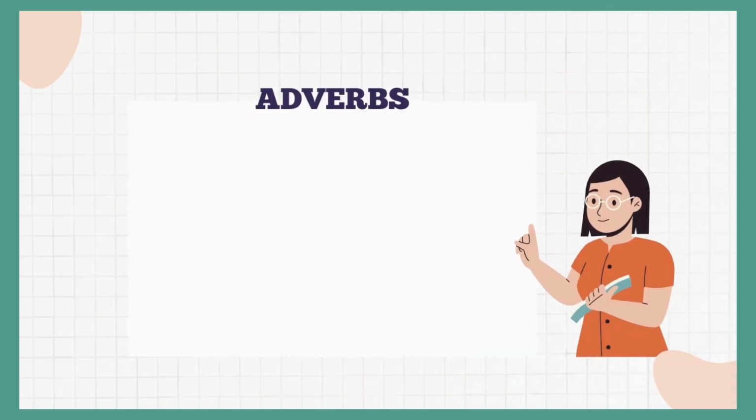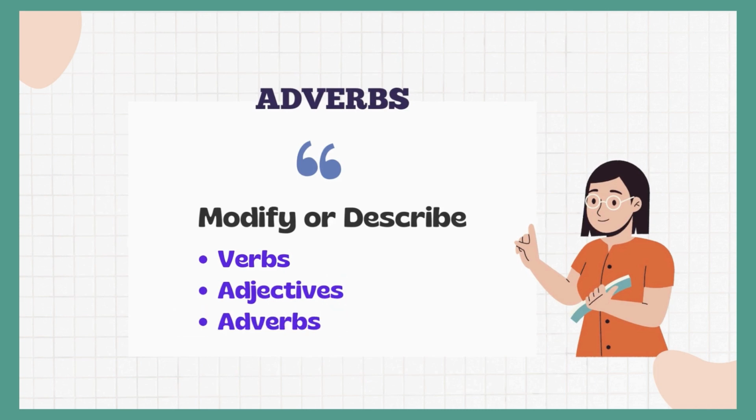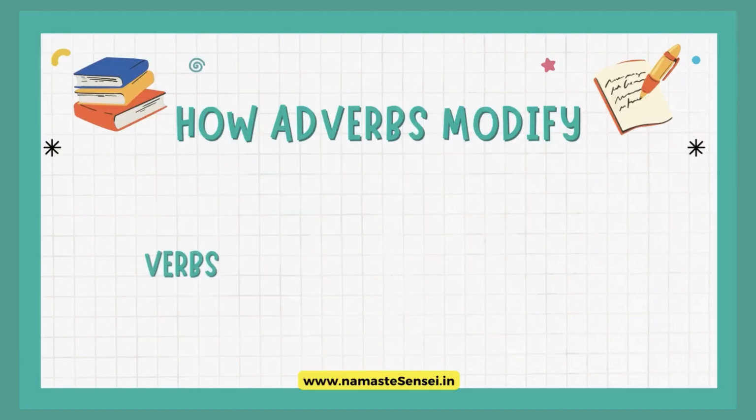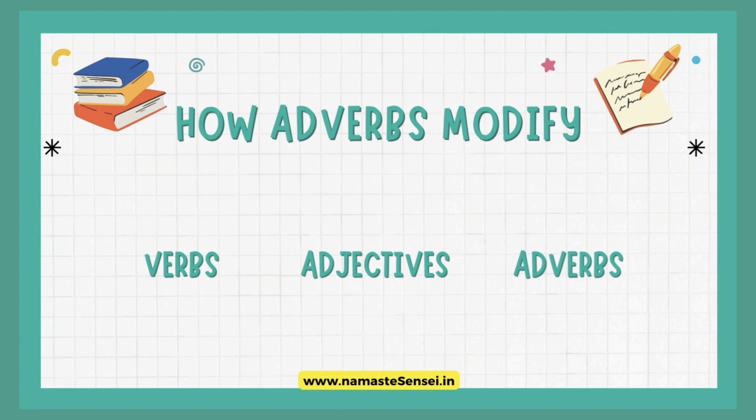At the start, I gave you the definition of adverbs, so let me repeat it again to remind you. Adverbs are words that modify or describe verbs, adjectives, or other adverbs in a sentence. Please see the definition. The focus is on the word modify. Now I will explain to you how adverbs modify verbs, adjectives, and adverbs. I will explain them one by one.